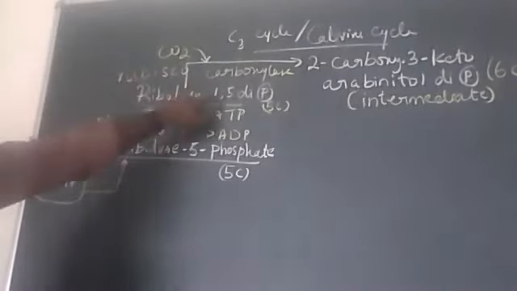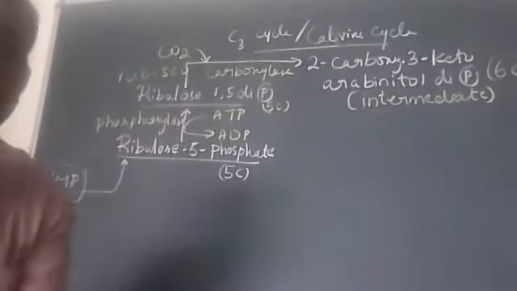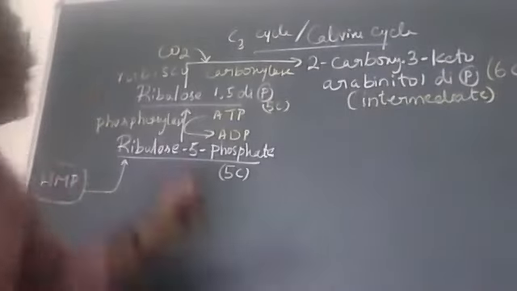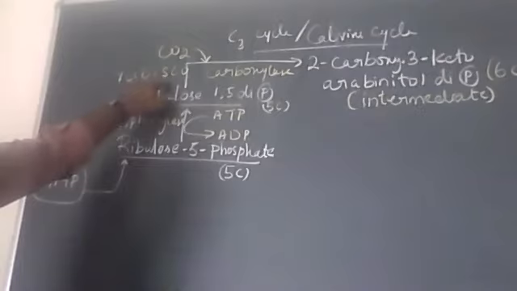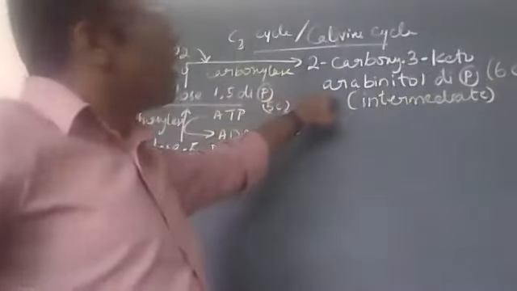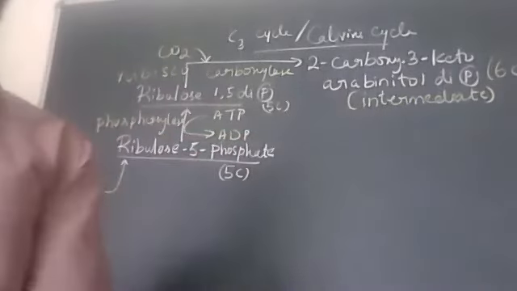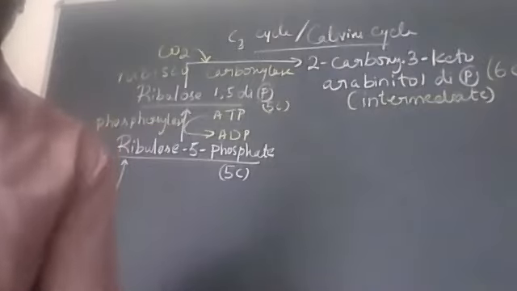Rubisco means ribulose 1,5-diphosphate carboxylase. Diphosphate means biphosphate also, you can call it. That's why it's called rubisco. Di means bi, both are same. Rubisco, ribulose 1,5-diphosphate carboxylase will fix the carbon dioxide, and thus we got a 6-carbon compound called 2-carboxy 3-keto arabinitol biphosphate or diphosphate, both are same.